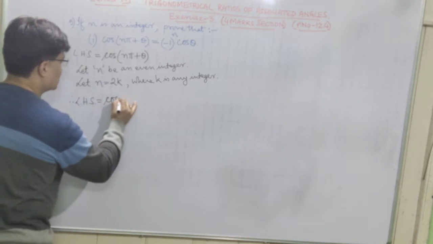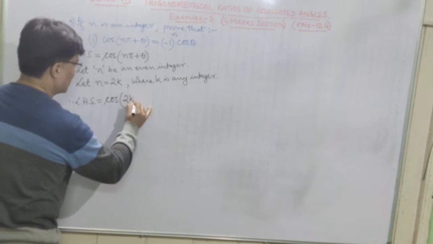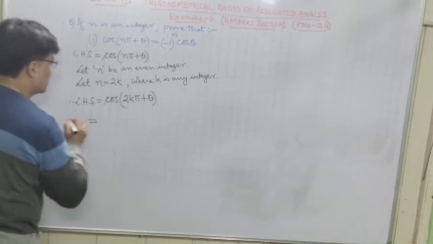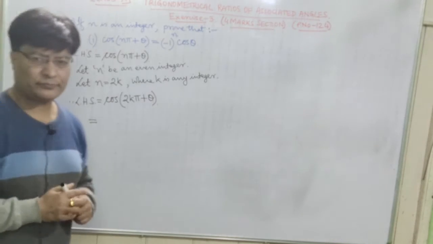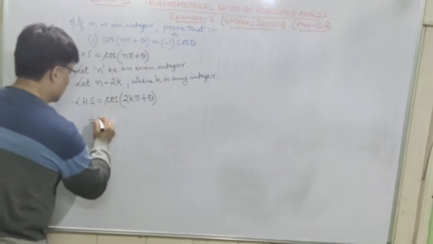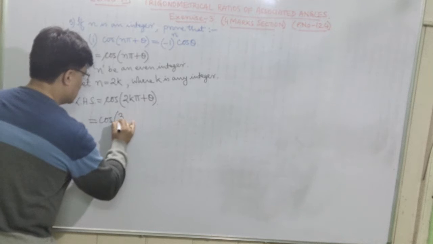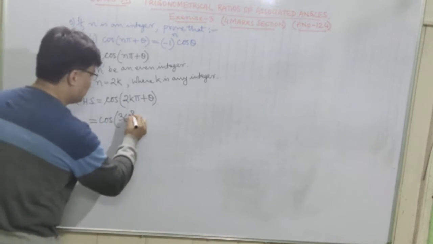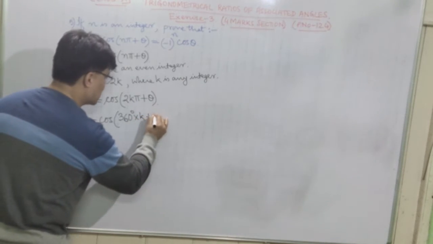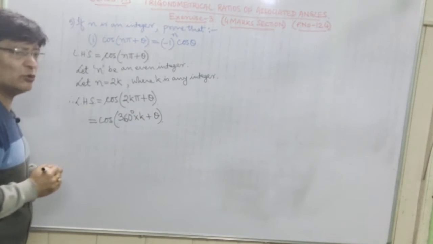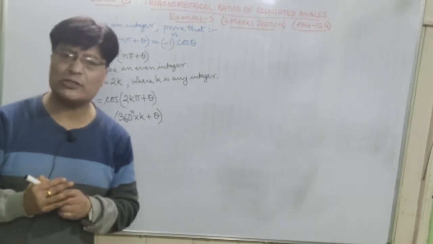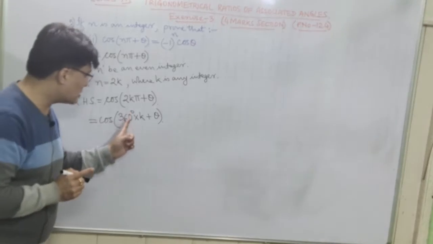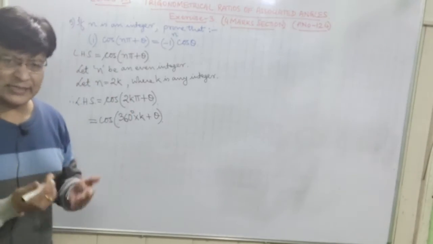becomes cos, what is n here? It is cos(2kπ + θ). Now you should know this formula: 2π means 360 degrees, isn't it? So it is cos(360°·k + θ). I told you about this angle. In which quadrant does this angle lie now, where k is any integer?